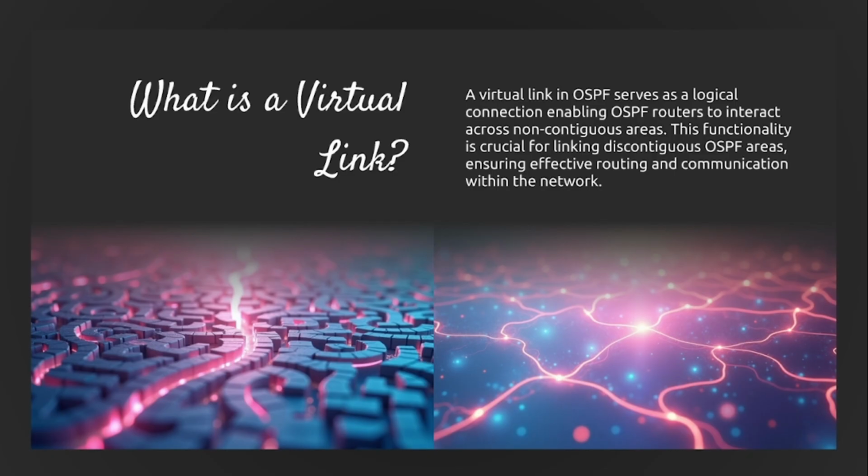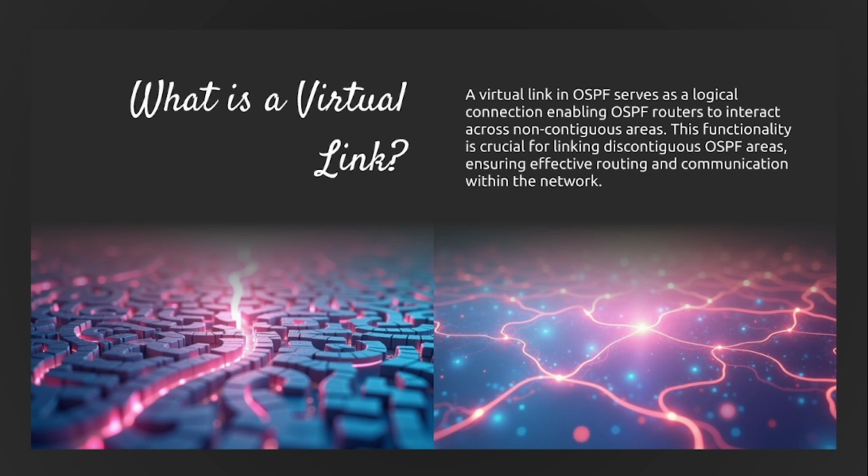Now, what is a virtual link? A virtual link in OSPF serves as a logical connection that enables OSPF routers to interact across non-contiguous areas. Now, what is a non-contiguous area? Non-contiguous area means that there is an area 0, area 1, area 2, all connected serially. But say area 0 is connected to area 1, but area 2 is not connected to area 0. If that case is there, that is a non-contiguous area.